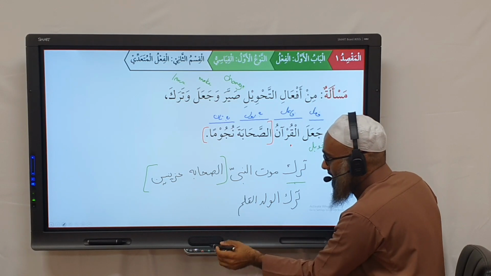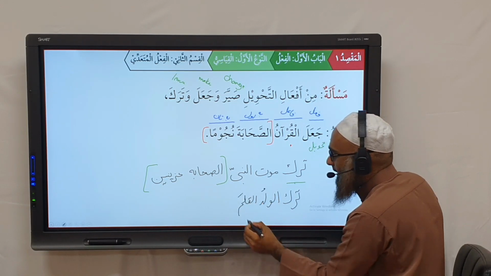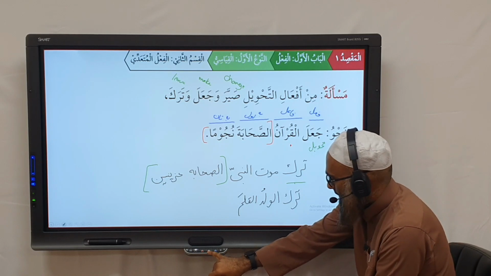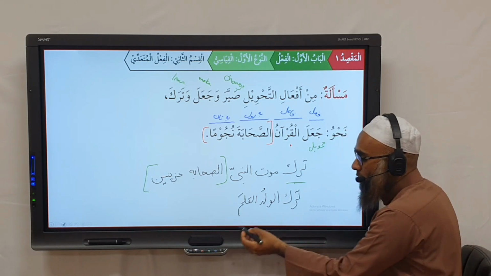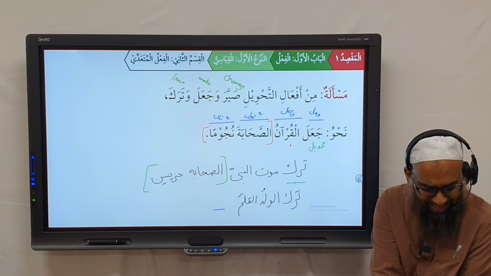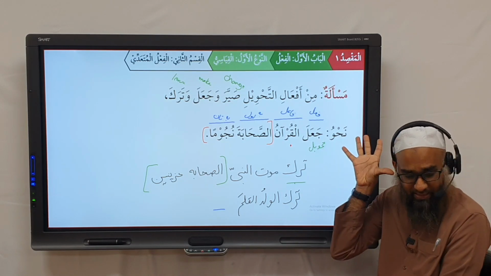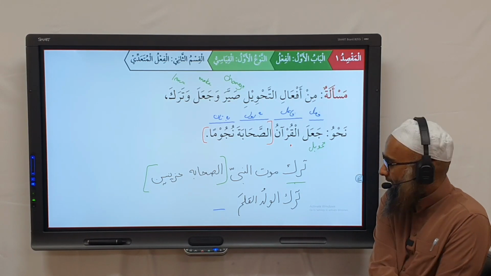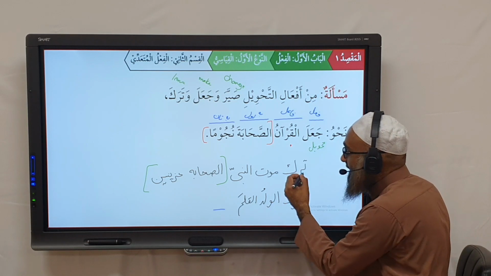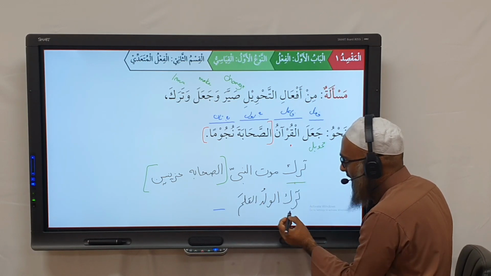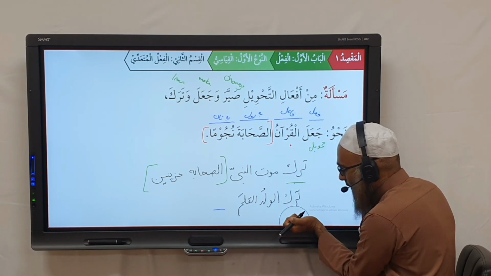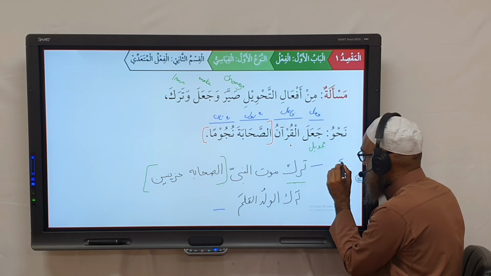Again, if it is a taraka, for example, if you say here, tarakal waladu al-qalama. Is this fi'l al-qalb? Tarakal waladu al-qalama. The boy left the pen. That's not fi'l al-qalb. There's only one maf'ul bihi, meaning he left the pen physically. He just left it. He didn't take it. And taraka, it didn't leave, but it's like changing a state. This is a fi'l tahweel. It's not fi'l tahweel. This is not tahweel. This is fi'l tahweel.